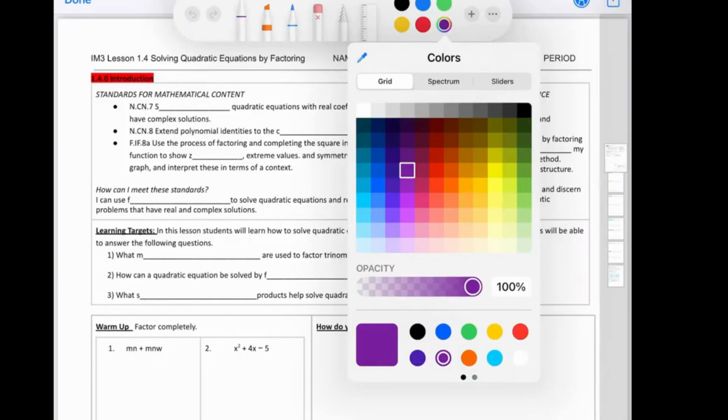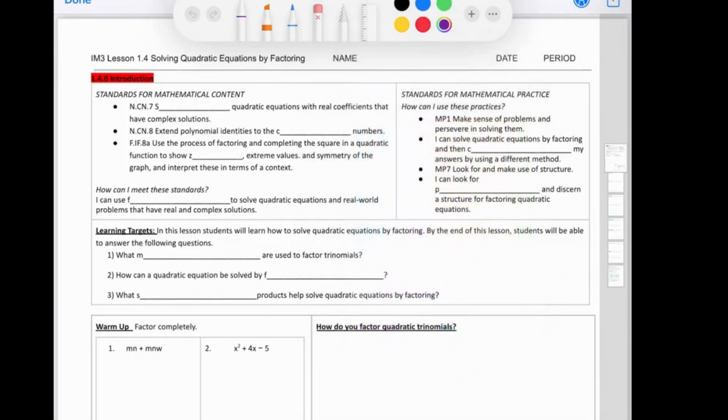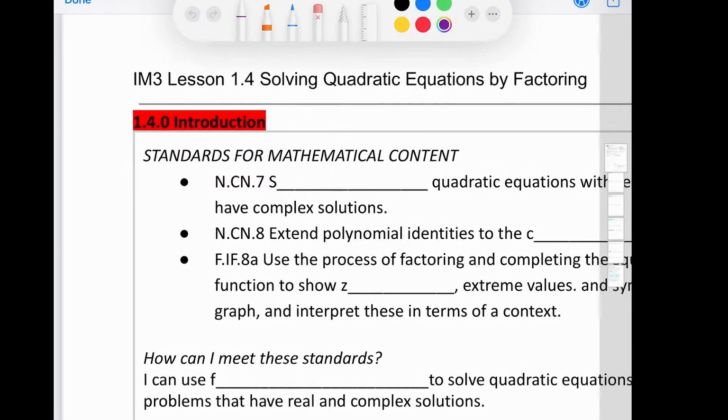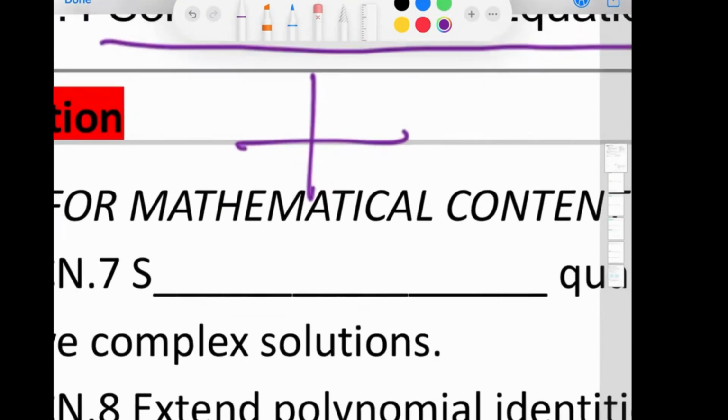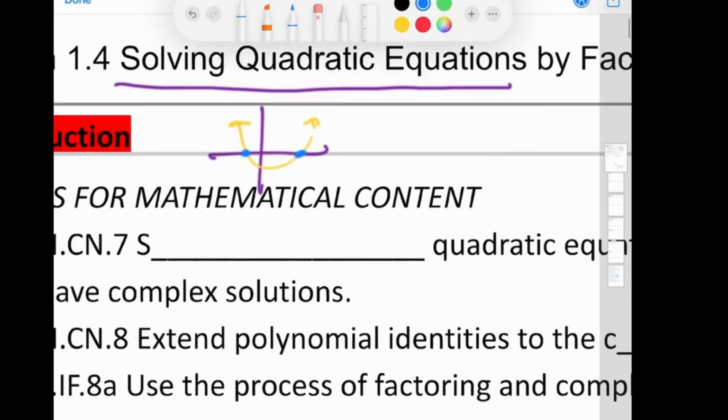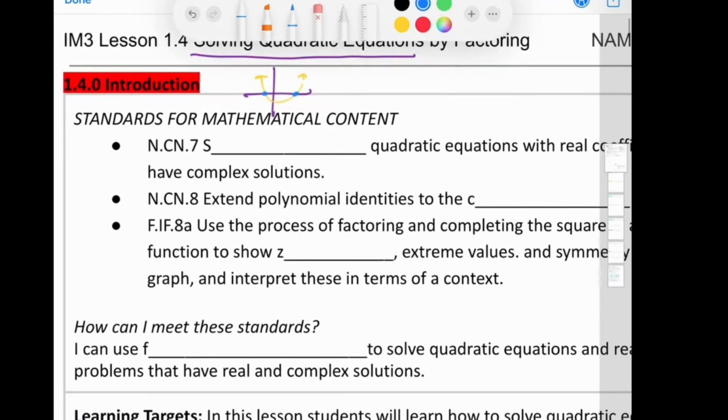Hey math lovers, let's go over lesson 1.4, solving quadratic equations by factoring. Just to give you an idea, remember, solving quadratic equations, just give you a quick picture on the coordinate plane. We're trying to basically just solve for these two blue dots. That's what solving means, right? We're solving for the roots, x-intercepts, the solutions. And we're going to do this specifically by a method called factoring.